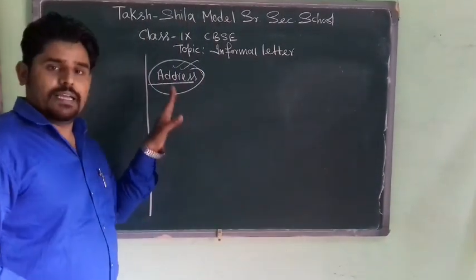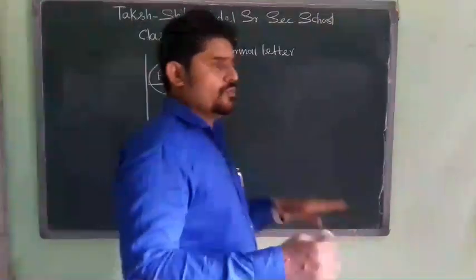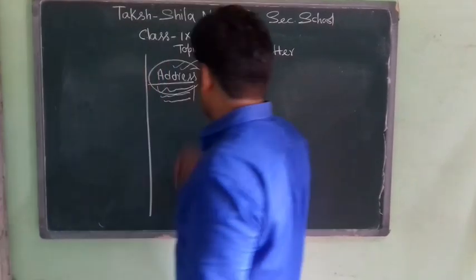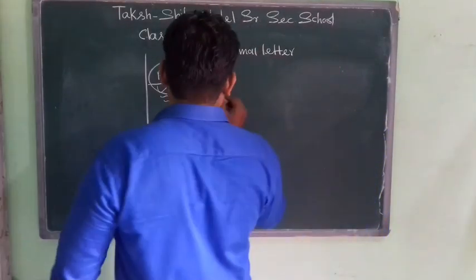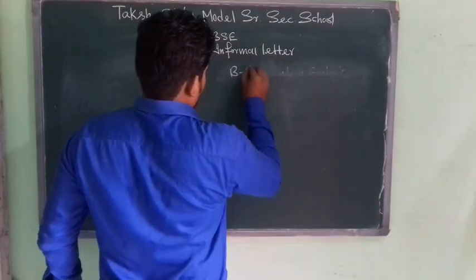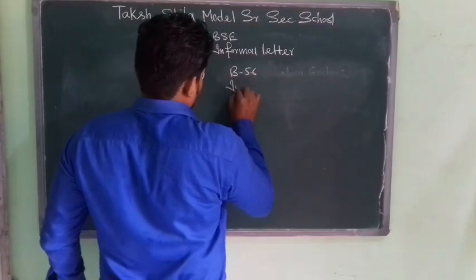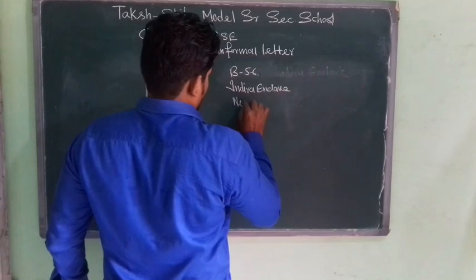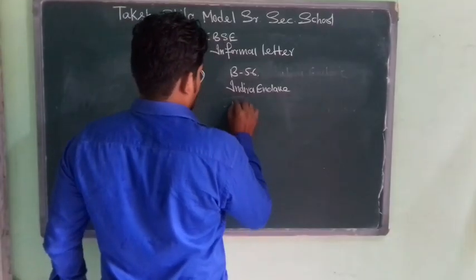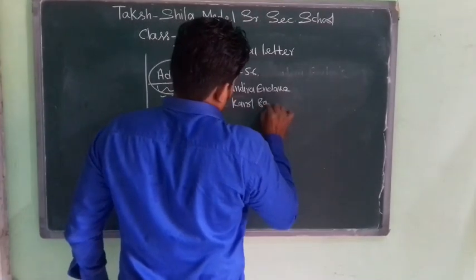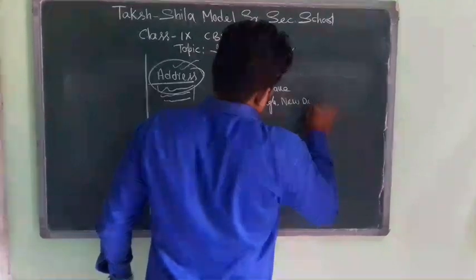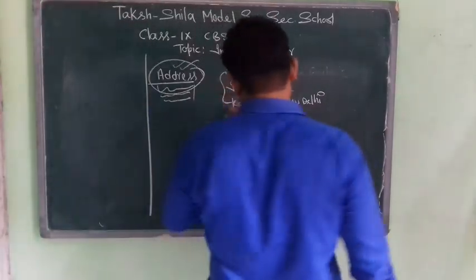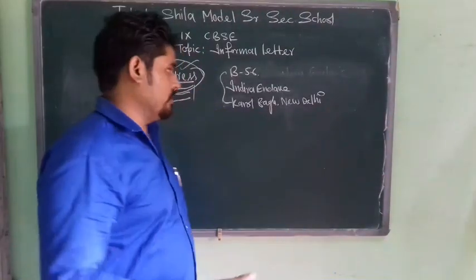How to write this address? This is also an important thing to be discussed. Always try to write this address in 3 consecutive lines like this. For example, B56, Indra Enclave, Karol Bagh, New Delhi. This is how we have written an address in 3 lines, right? So this is how you need to write the address.